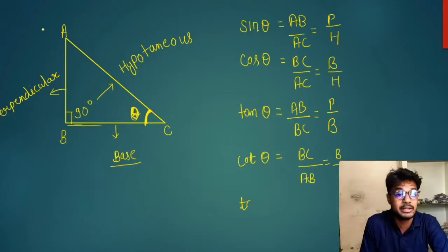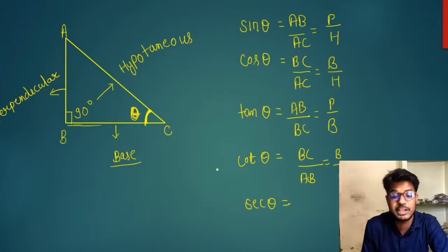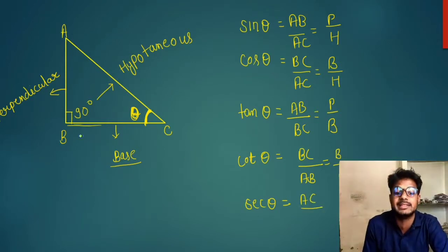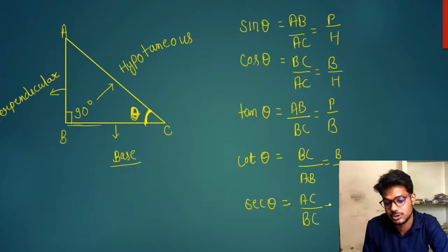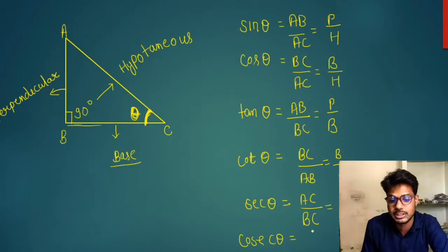Next ratio is sec theta, and sec theta is the ratio of hypotenuse and adjacent side to the theta. So hypotenuse is AC and adjacent side is BC. So the ratio of AC and BC is called sec theta. We can also write it as hypotenuse and base. Last ratio is cosec theta, and it is the ratio of hypotenuse and side opposite to the theta. Opposite to theta, what is it? AB. So it is the ratio of AC upon AB, and we can also write it as H upon P.